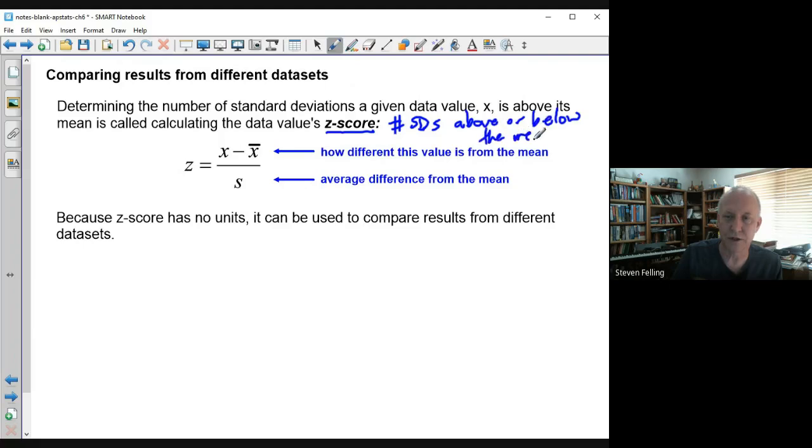The way we would calculate that is we would take x, which represents the data value, and subtract the mean to get the distance away from the mean. If this is a positive number, it means the data is above the mean. If it's a negative number, it's below the mean. Then we divide by the standard deviation to figure out how many standard deviations we are above or below the mean. Because this division divides out the units, the z-score has no units, and that means we can use it to compare results from different data sets.